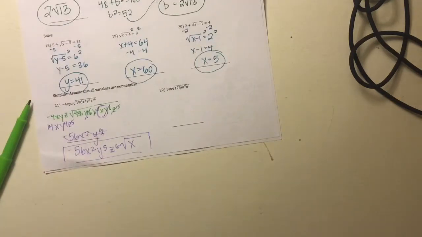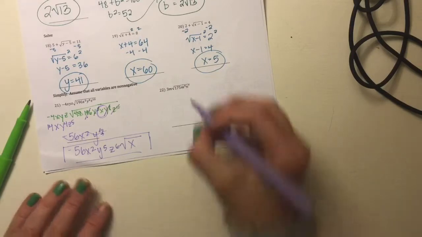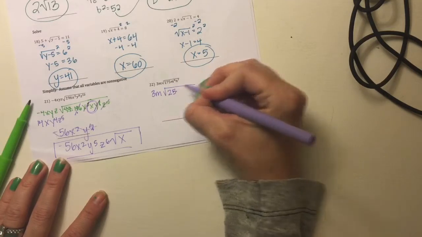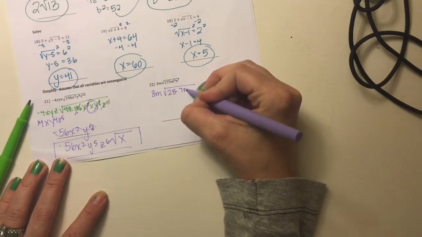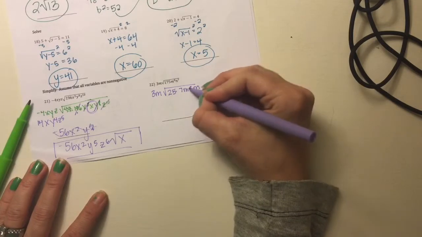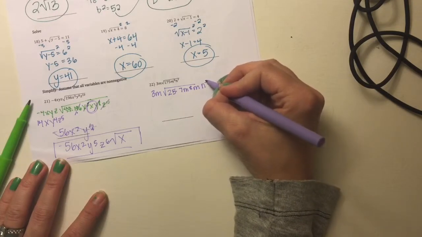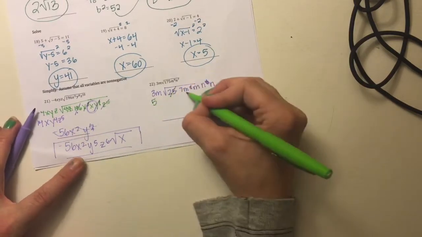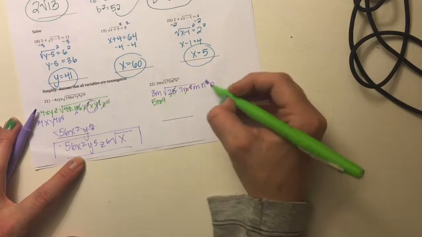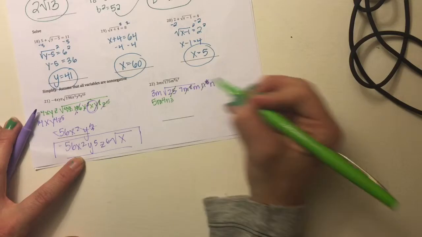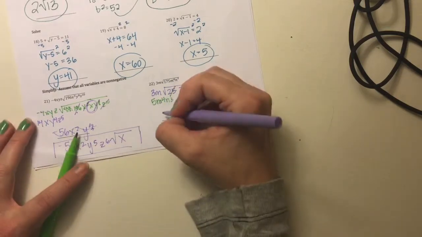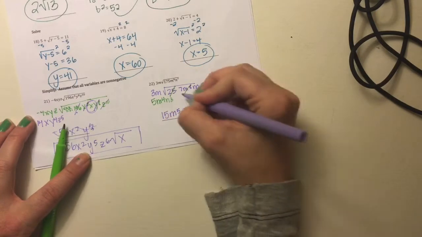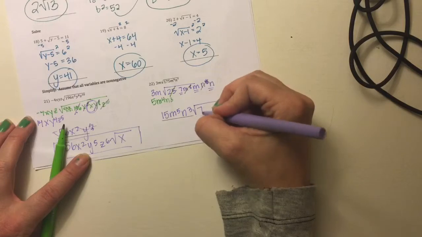Okay, and then the very last problem. So 3m is on the outside. To make 175, I do 25 times 7. Then m to the 9th, I'm making m to the 8th times m, and then n to the 6th times n. So the square root of 25 is 5. The square root of m to the 8th is m to the 4th. The square root of n to the 6th is n to the 3rd. So on the outside, I have 15, m to the 5th, n to the 3rd. And inside, I have 7, m, n.